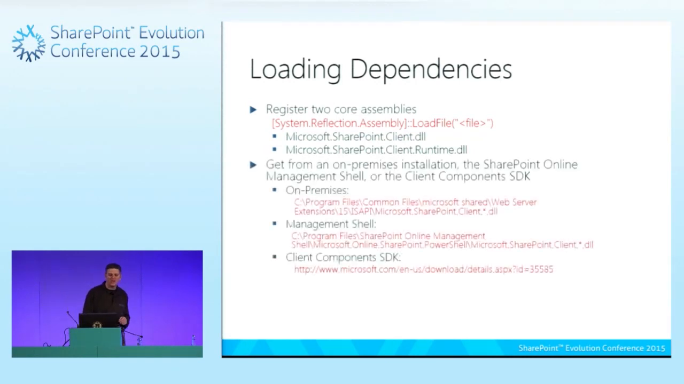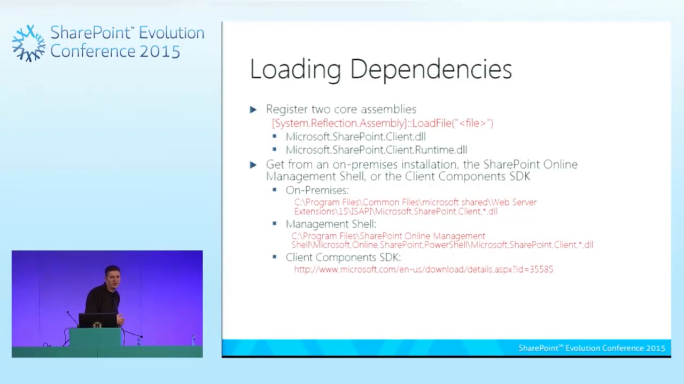And where do you get those files? There are three places. If you have an on-prem environment, you can just copy them from there up to your local machine, and you can load them from there. They're going to be in your 15 Hive ISAPI folder. If you have a management shell installed, they will be installed into the GAC for you, and they're also in the file system. So you can use a different load method if you want to pull them from the GAC, or again, you can just reference them from the install folder.